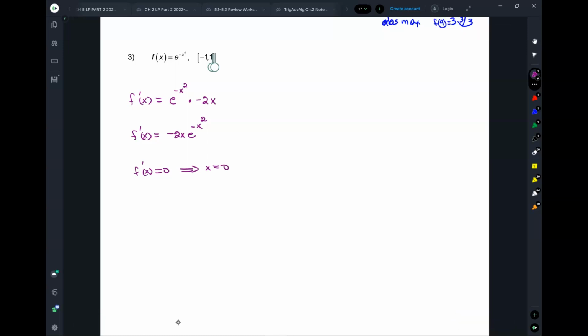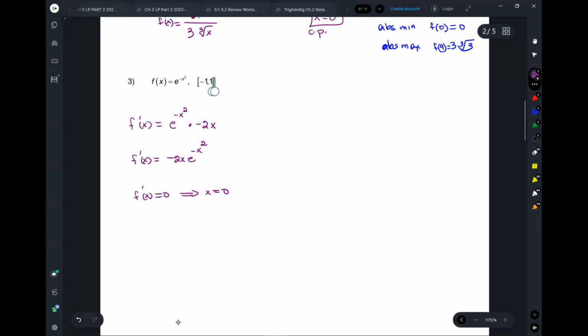Okay, is everybody okay with that? Okay, is it ever undefined? Is there a number that when you plug into x, it doesn't work? No, so it's never undefined. So this is the only critical point. And it's in the domain, so let's go. So f of minus 1, f of 1, f of 0. So this is e to the negative 1 squared, e to the minus 1. Okay, what's e to the minus 1? It's 1 over e.